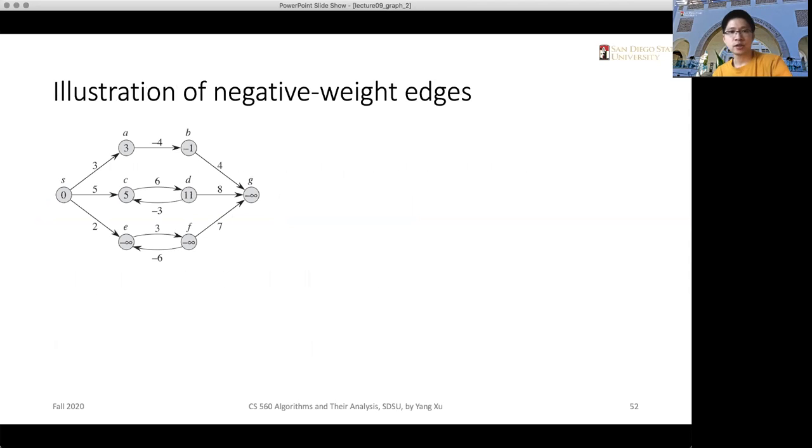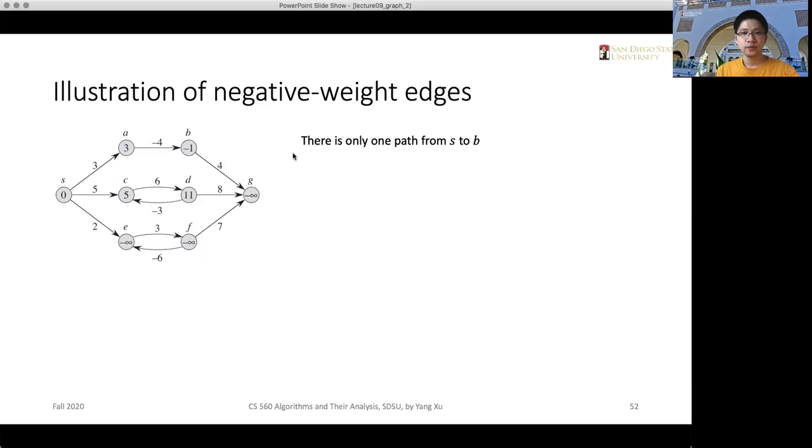Looking at this graph, we have 8 nodes, 8 vertices, and some edges connecting them. First of all, there's a cycle. There are definitely more than 2 cycles, but there are 2 very obvious cycles here: from C to D, and another obvious cycle from E to F here. Let's consider these paths.